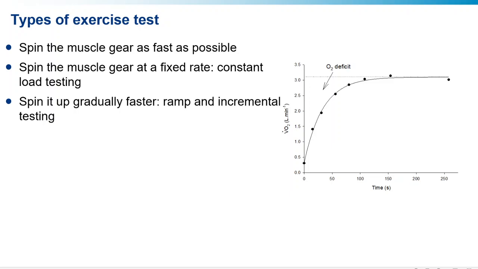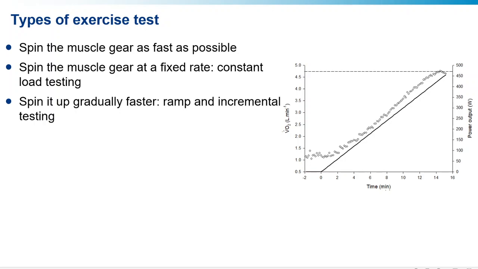Then you can do exercise tests which spin the gear up gradually faster and faster, and that's ramp and incremental testing and all of the variations thereon. So an awful lot of tests are based on this progressive increase in exercise intensity, and there we have a plot of a classical ramp test protocol.